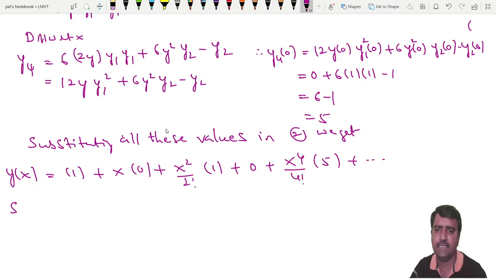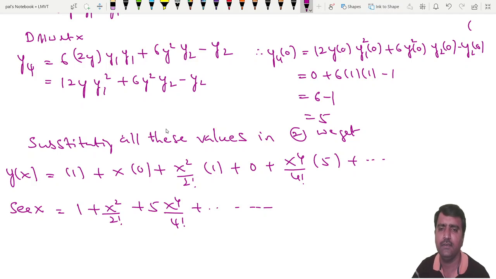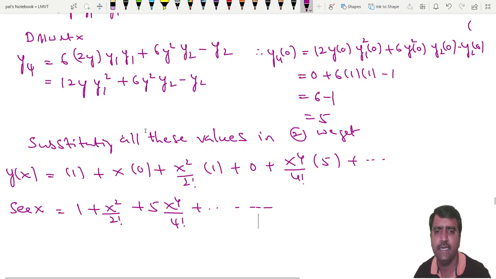Y of x is secant x, so secant x is equal to 1 plus x square by 2 factorial plus 5 into x to the power 4 by 4 factorial plus and so on. This is the value of secant x. So secant x in power series.